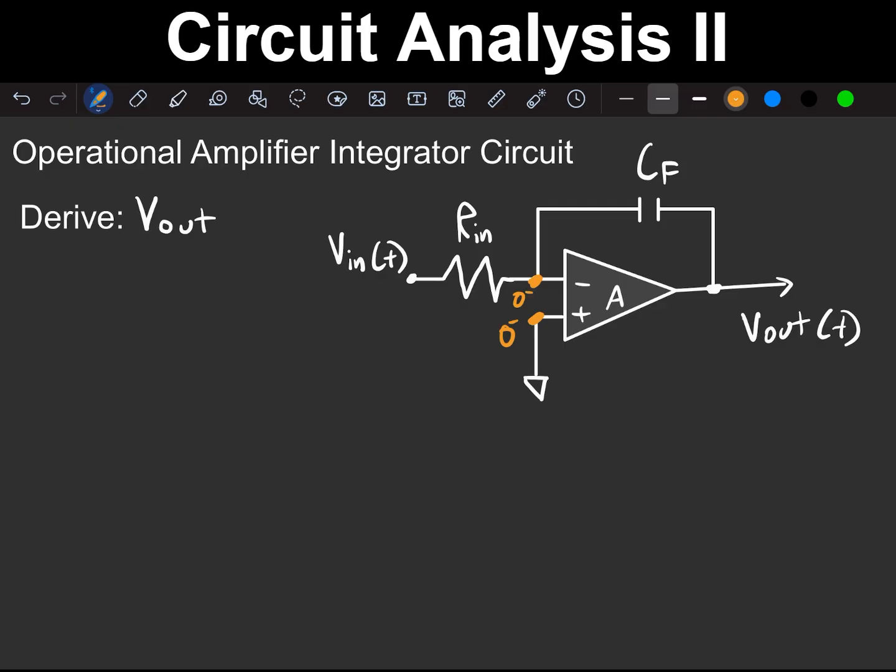The next important thing we have to remember is how a capacitor actually functions. Remember, a capacitor is time dependent for voltage. So we know that our VC of t is going to be time dependent.